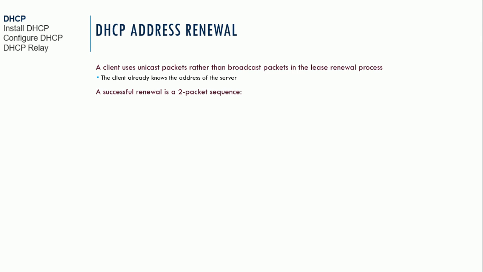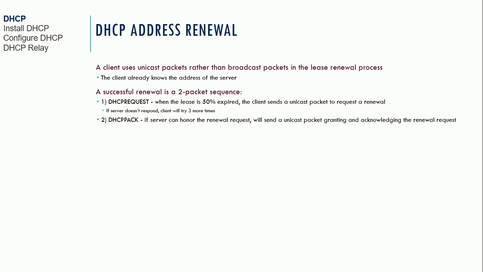A successful renewal is a 2-packet sequence. We send a request for the same IP that we already have, and then we get back the acknowledgement, just like before. So it's basically the last 2 messages of the 4-step process to get a new IP address.